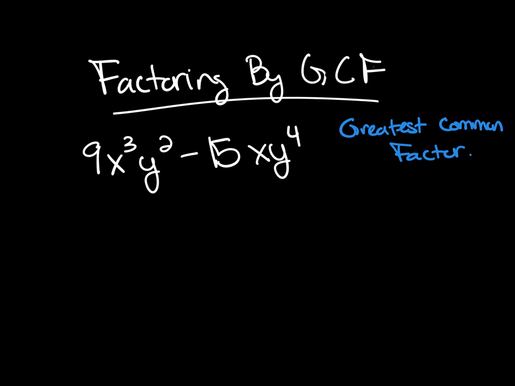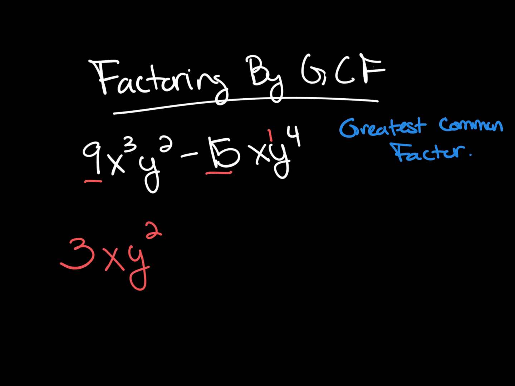So in this problem, I have two terms and I have x's and y's in both. So I want to go one at a time and just focus on the numbers. I know 9 and 15 are both divisible by 3. So I know that's the first part of my GCF. And when you're looking at variables with exponents, you usually are always going to choose the smallest one. So out of x cubed and x, the smallest one is just x. And out of y squared and y to the fourth, y squared is the smallest one.